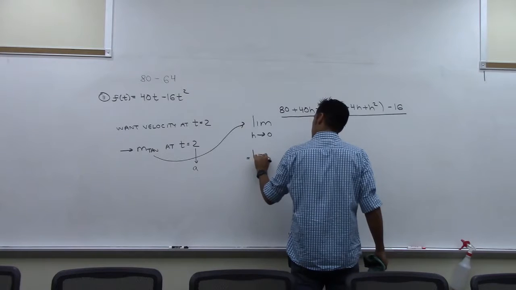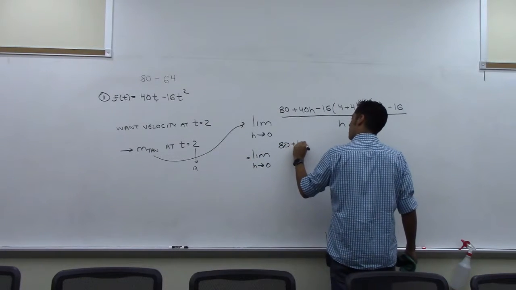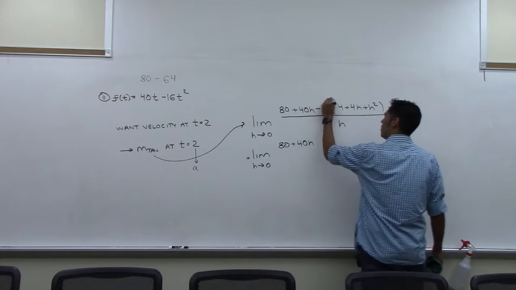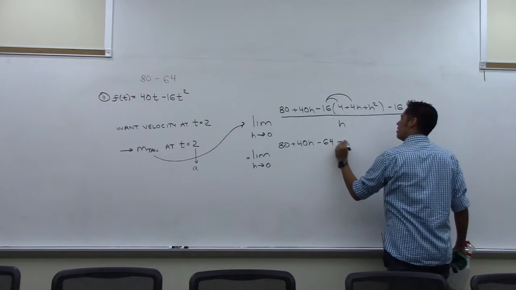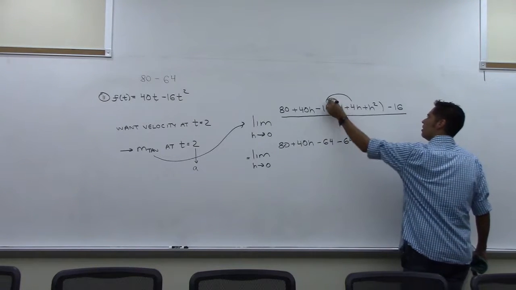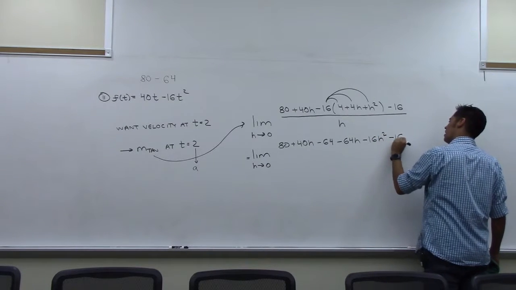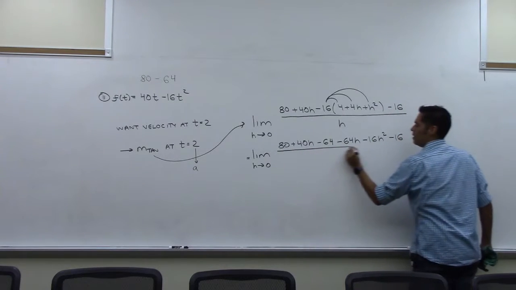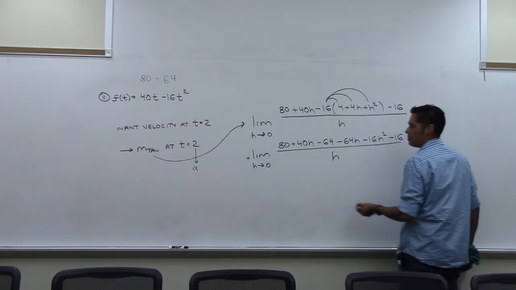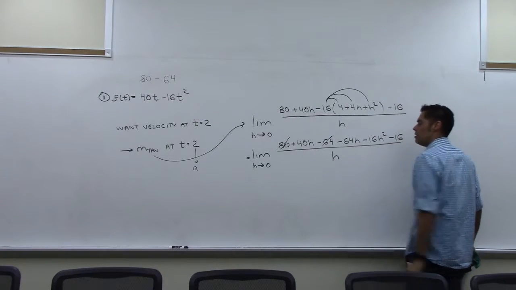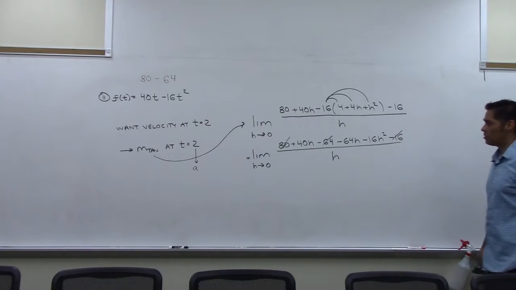Equals the limit as h goes to 0 of 80 plus 40h. Distribute through here, minus 64, minus 64h, minus 16h squared, then minus 16, then all over h. And now cancellation hopefully happens. 80, take away 64, that leaves you 16, and then you take away 16, it's gone.